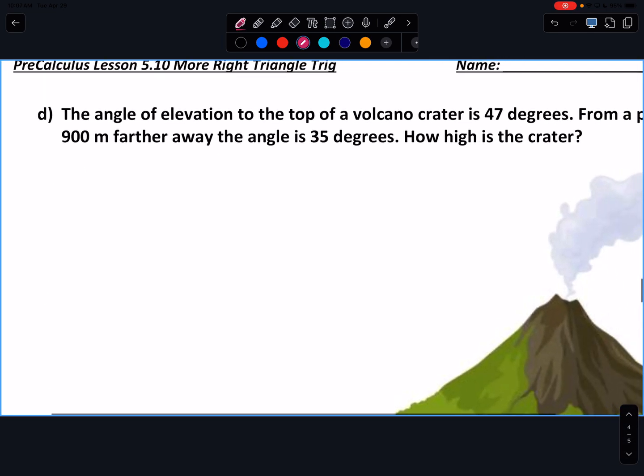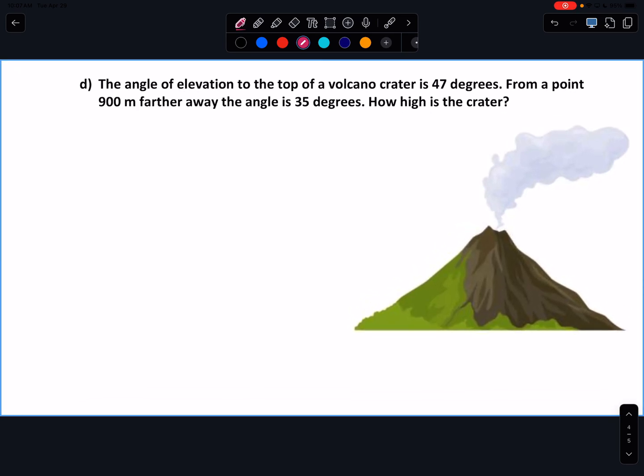Pretty straightforward, right? Okay. The angle of elevation to the top of a volcano crater is 47 degrees. And then it says from a point that's 900 meters farther away, the angle of elevation is 35 degrees. I'm such a visual person that I sometimes have to envision myself in the scenario, right? So way over there's a volcano. To see the crater at the top, I look up along my line of sight. And it says it's 47 degrees. Then 900 meters farther away, I'm going to back up, right?